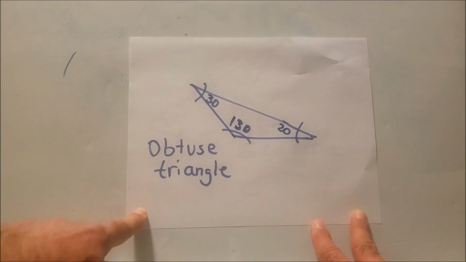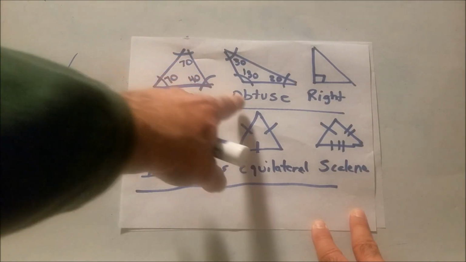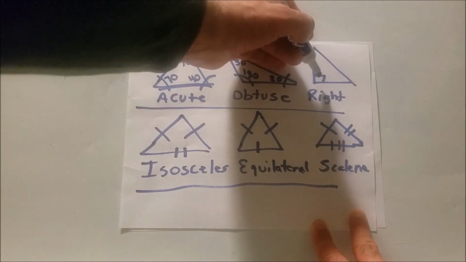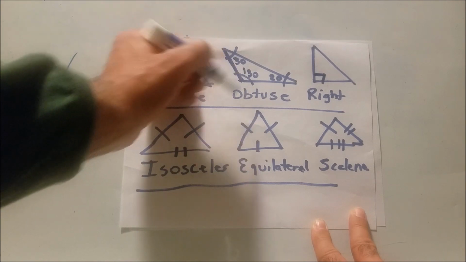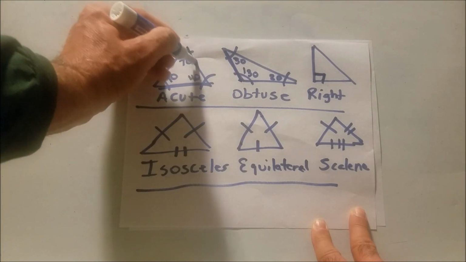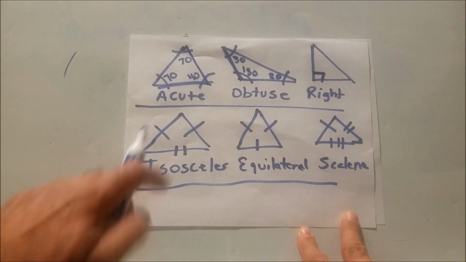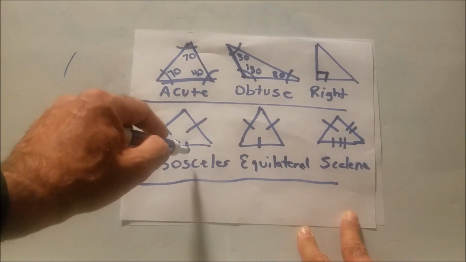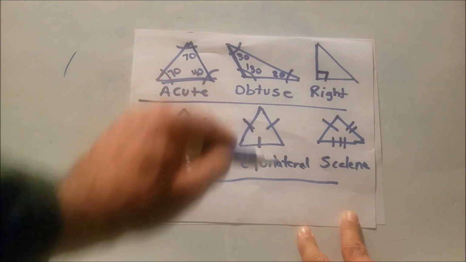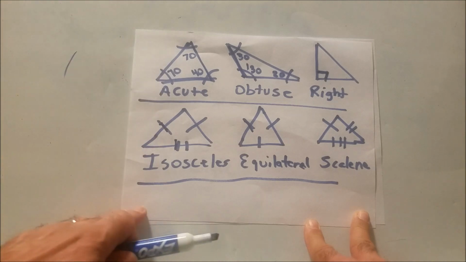Okay, so we did triangles. Here are the types. We did it with degrees, right? The acute, the obtuse, and the right. Again, the right has a 90-degree angle. The obtuse has one angle that's greater than 90. The acute has all angles less than 90. And then we also did it with sides. We did isosceles, where everything except one is equal. Equilateral, they're all equal. And scalene, none of them. So this is with length, this is the length, and this is the degree.